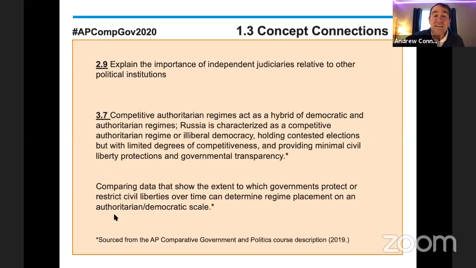We will see connections in upcoming units, particularly Unit 2, when we talk about the independence of legislature, and specifically in 2.9, it looks at the independence of judiciaries relative to other political institutions. And then in 3.7, you'll see more of a discussion about Russia as an illiberal democracy, or sometimes called a hybrid regime, and particularly how democracies and authoritarian governments treat civil liberties and political rights in those countries.